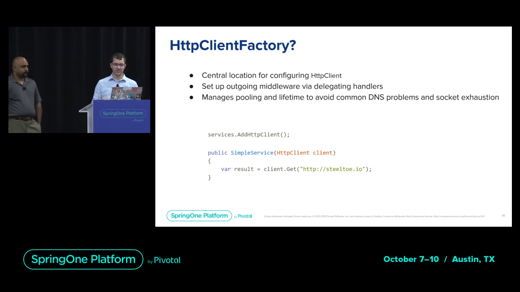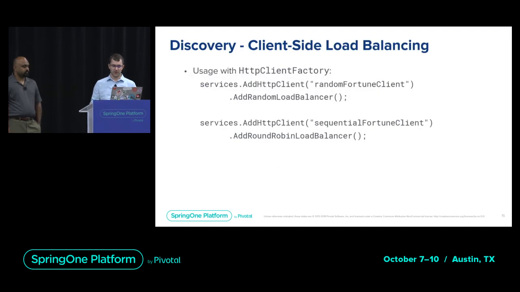So in order to add discovery to the HTTP client factory, now you can just say, well, I want an HTTP client and I want it to be random load balanced, or maybe I want it round robin load balanced. But this is the way to very easily get an HTTP client that is load balanced with service discovery.